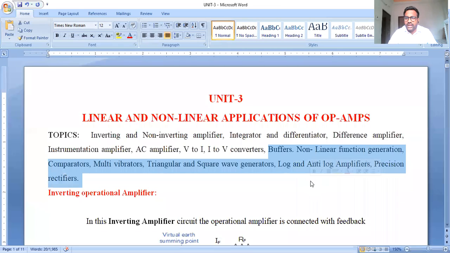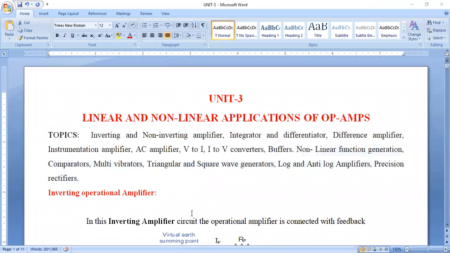That means here we will apply our operational amplifier for linear applications and non-linear applications. Coming to the first application, the inverting operational amplifier. Before we discuss the inverting operational amplifier, what is meant by a linear operational amplifier?